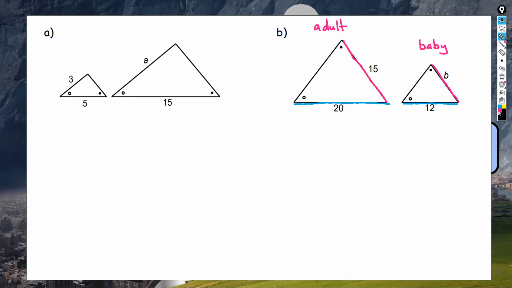So what we have to do is take the baby value, B, divided by the corresponding adult value, 15, put my equal sign, and do the same thing for the 12 and the 20: 12 divided by the adult, 20. Then cross multiply and solve for the letter B.